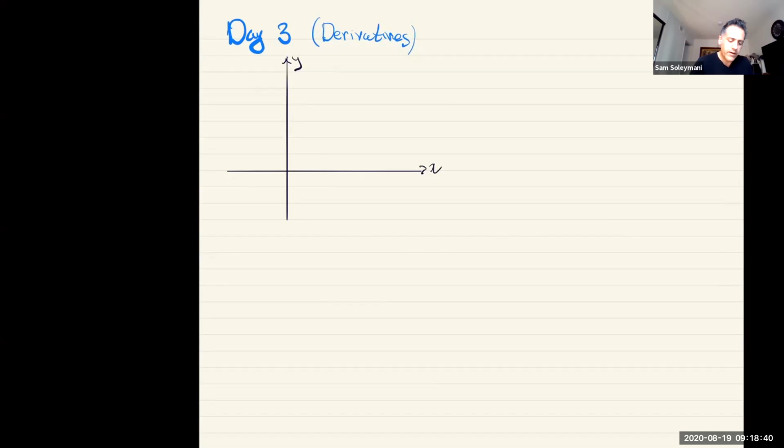So let's say here I have a function. All right, and let's find the slope of the tangent line to 2 points. So let's pick this point. This point is, let's say, the x coordinate.